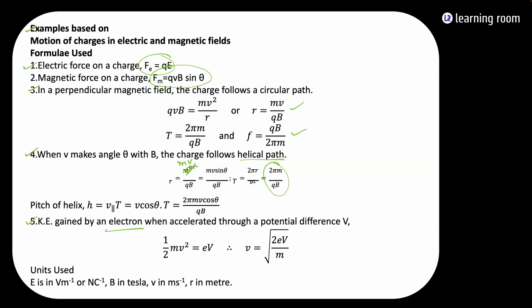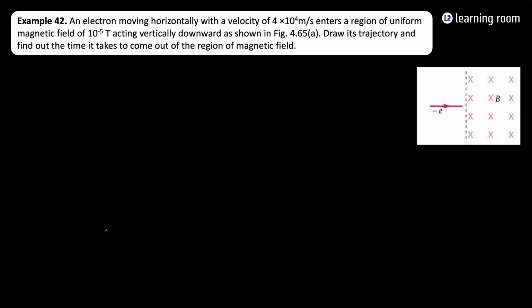Is the point clear? So in this case, if you observe, the electric field is measured in terms of volt per meter or Newton per Coulomb, and magnetic field is measured in Tesla, velocity in meter per second, and radius in terms of meter. Okay. Now, having said this, shall we solve problems? So look at this problem.